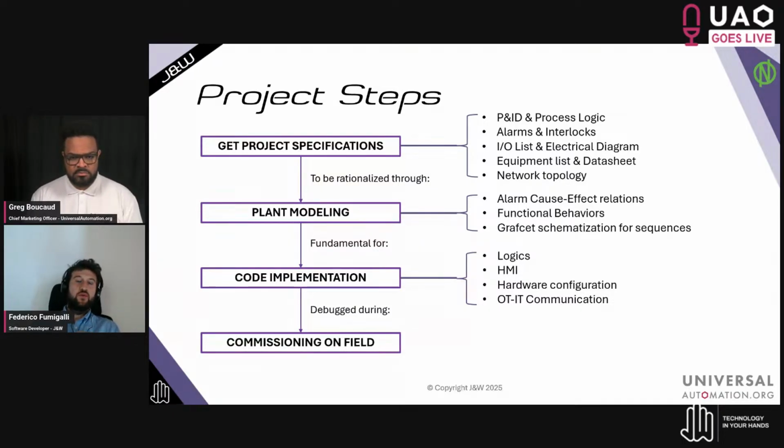The second step we do is the plant modeling. Before we start with the code implementation, it's very important to organize your application, your work, and the documents that you produce. So basically, you organize your cause-effect relationships of interlocks or alarms. You model the functional behaviors of your application. You schematize your graphs and then your diagrams.